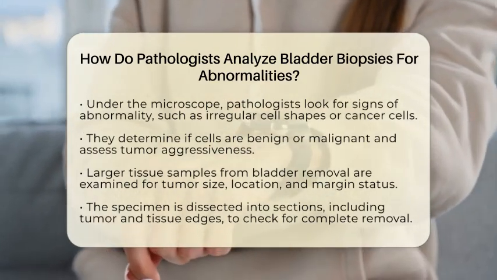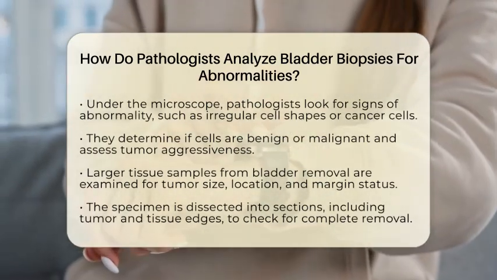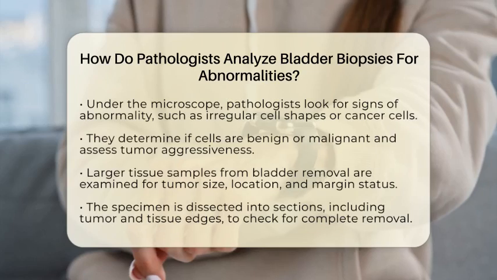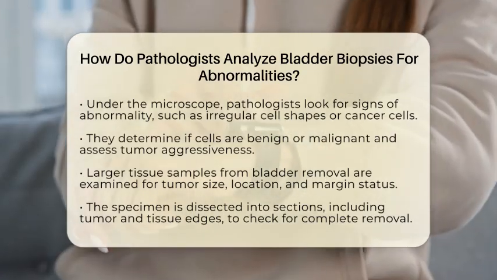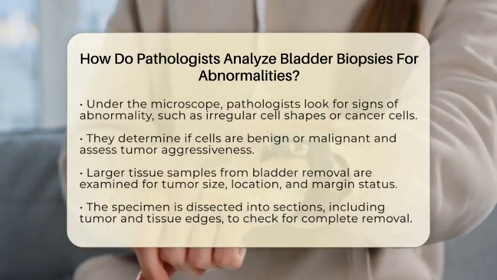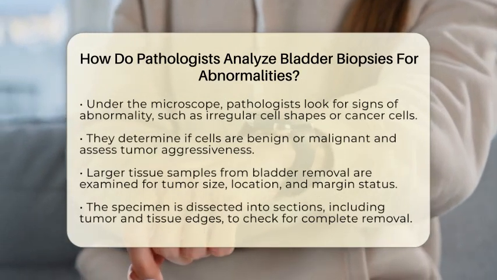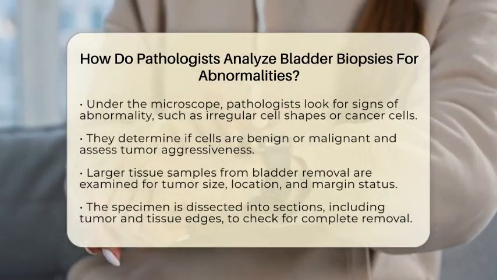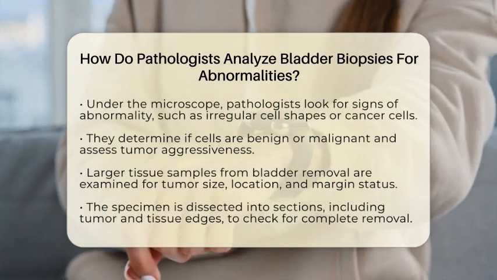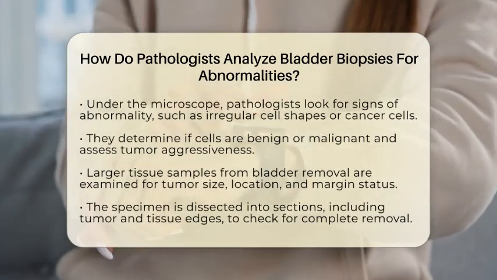They then dissect the specimen into smaller sections, making sure to include areas of interest like the tumor itself and the margins, which are the edges of the tissue. This helps determine if the entire tumor was removed, or if cancer cells remain at the edges.